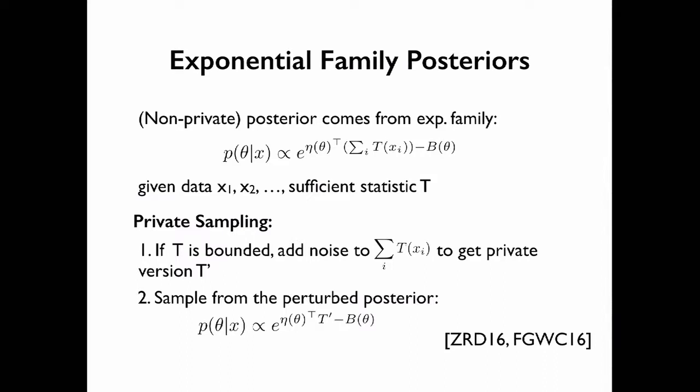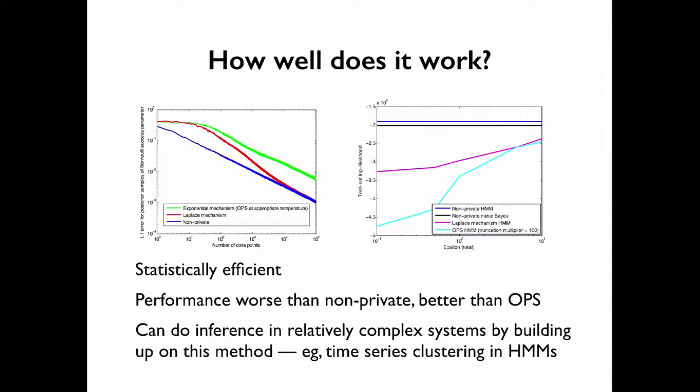And here you could use Laplace noise or Gaussian noise, and then you sample from this perturbed posterior, where instead of t you are using t prime. And so this is the algorithm. How does it work? Well, this algorithm is in fact statistically efficient. If you look back at this figure, the same figure I talked about a little earlier with OPS and the non-private posterior.